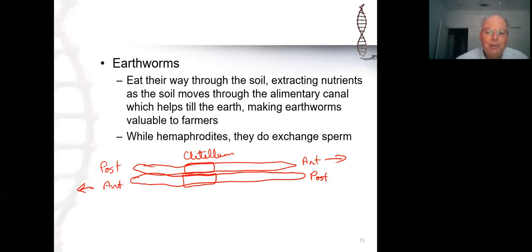The larvae develop in there, and eventually the little juvenile worms emerge out of this little foam packet, the outside of it being hardened to protect the inside from dehydration, while the worms move very quickly from zygote to larva to little juvenile worm. So yes, while they may be hermaphrodites, they do actually exchange sperm. They don't self-fertilize.